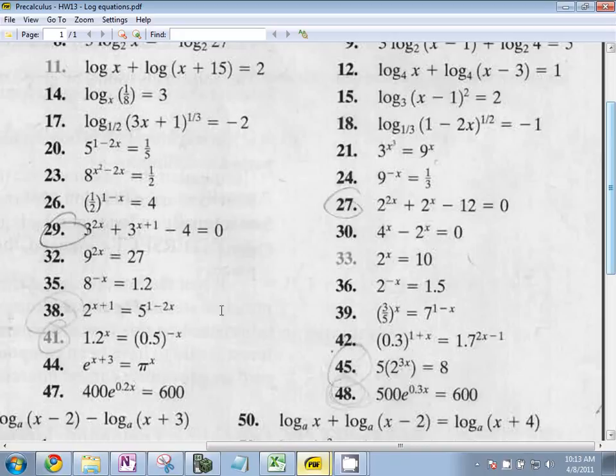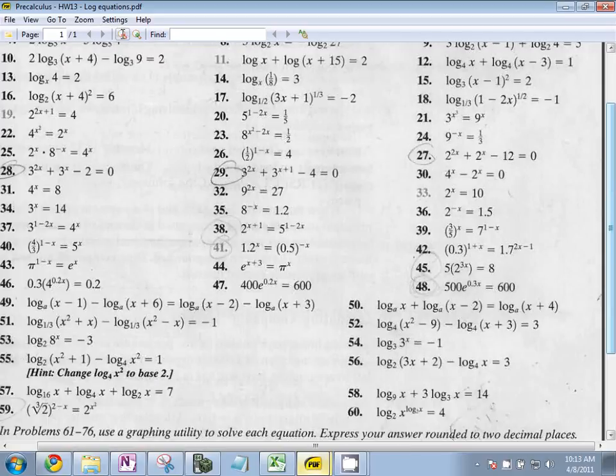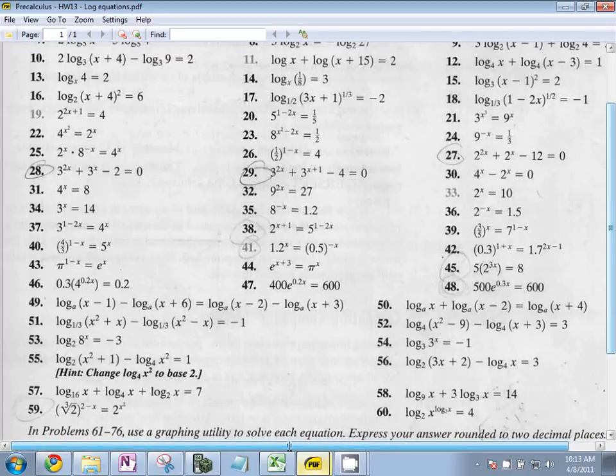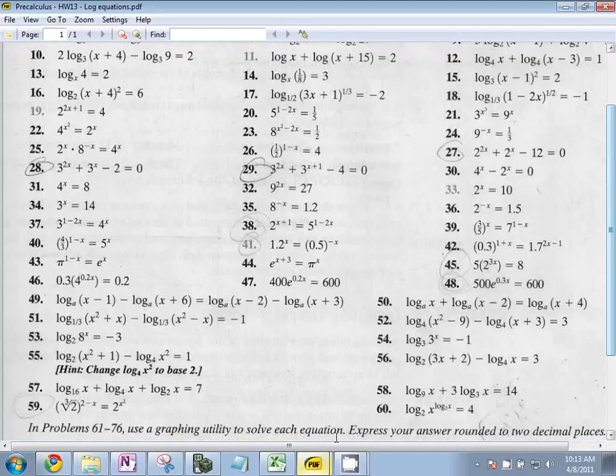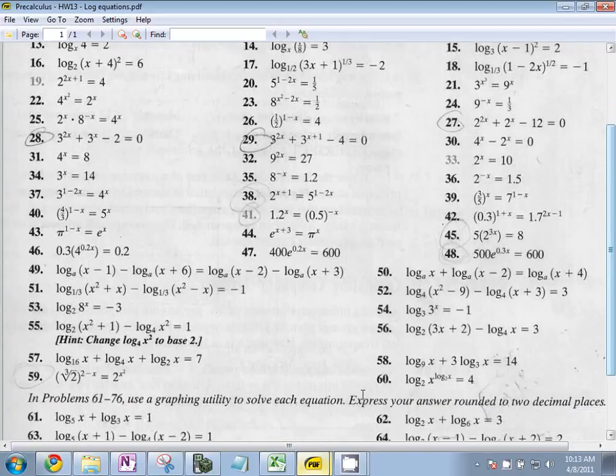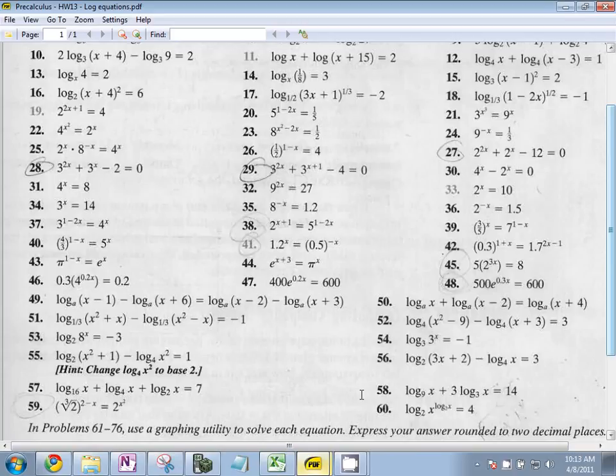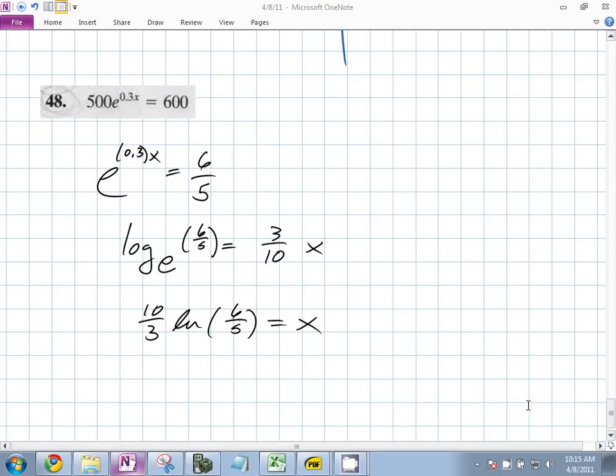Let me zoom out here. 27, 28, 29 are similar. How about you take a look at any of the ones through 60 and tell me one that looks just totally crazy, that you have no idea how to do. Just don't forget your basic algebra.